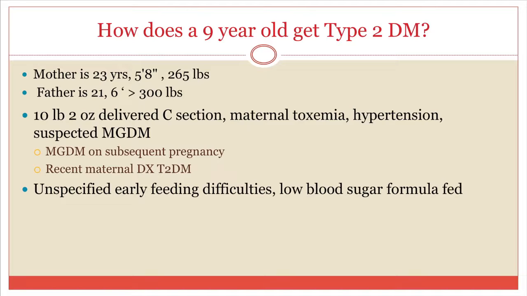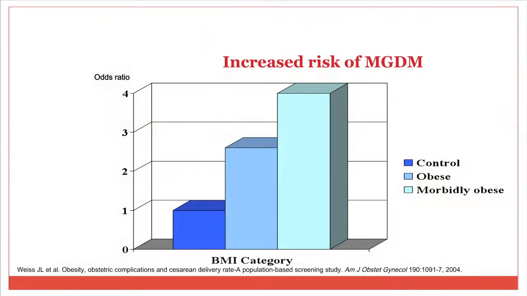So mom was overweight, dad was overweight. She was a large baby. Suspected maternal gestational diabetes. The mom had recently been diagnosed with type 2, unspecified, and early feeding difficulties. So we know that there's a genetic predisposition, there's an intrauterine predisposition. We know that obese moms have an increased risk of gestational diabetes.